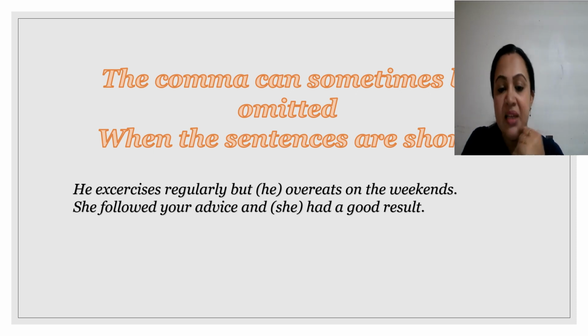Okay, when you are writing small sentences, you can just avoid commas. See this example: He exercised regularly, but (he) overeats on the weekends. Next one: She followed your advice and (she) had a good result. You may be thinking why I put a "he" and "she" in the brackets. When you are writing small sentences, even if there is no subject after the conjunction, it is accepted. Okay, and again see, I haven't put a comma also.